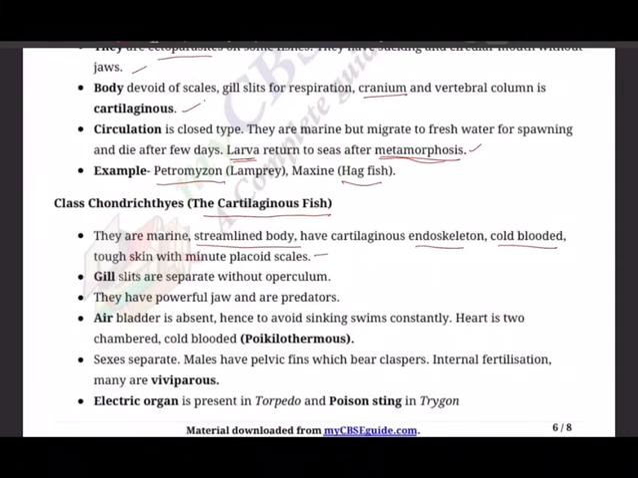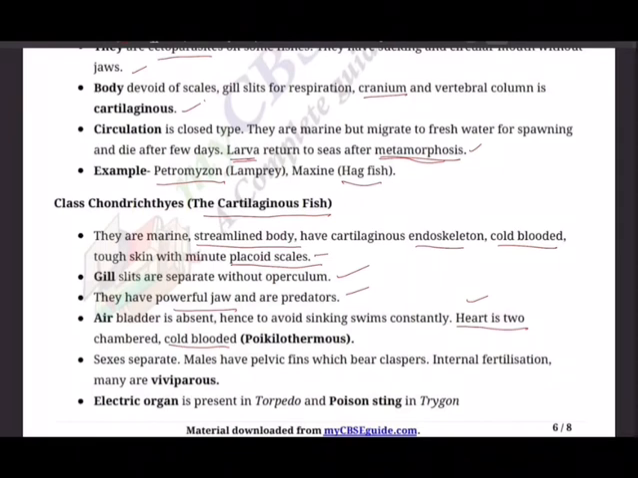Gill slits, of course, and cold-blooded, tough skin with minute placoid scales have come. Gill slits are separate, without operculum. The powerful jaw, see, up to top we were talking about jawless animals. These have got jaw, and they are predators. Air bladder is absent, hence to avoid sinking, they swim constantly. Heart is two-chambered. First time you see a two-chambered heart has come. And of course, just now we said cold-blooded. They are called technically poikilothermic. Sexes are separate.